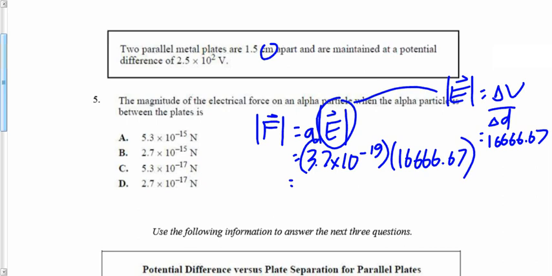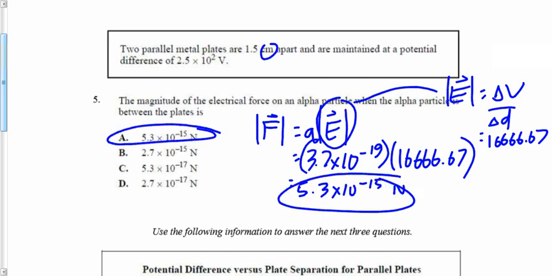Gives us a value of 5.3 times negative 15. How many people got that one? Okay, good.